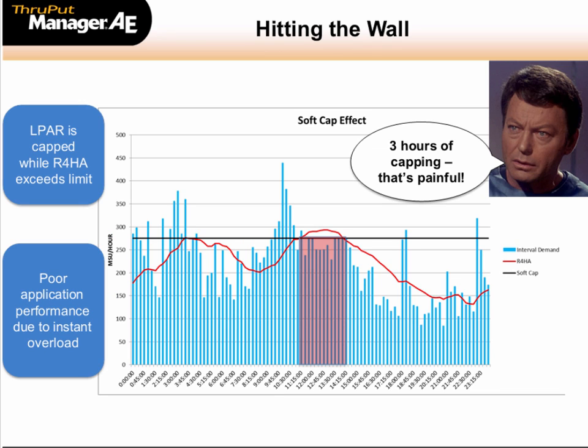When the rolling 4-hour average does exceed the cap limit, applications are immediately affected. When this occurs, the LPAR, or group of LPARs, is capped by PR/SM. CPU resources are only provided to the LPAR at a rate that does not exceed the capacity limit, regardless of the actual application demand. The effect is very much as if the applications are suddenly running on a smaller machine. Further, the capping will remain in place until the rolling 4-hour average is back below the capacity limit. In this case, the effect remained for 3 hours.